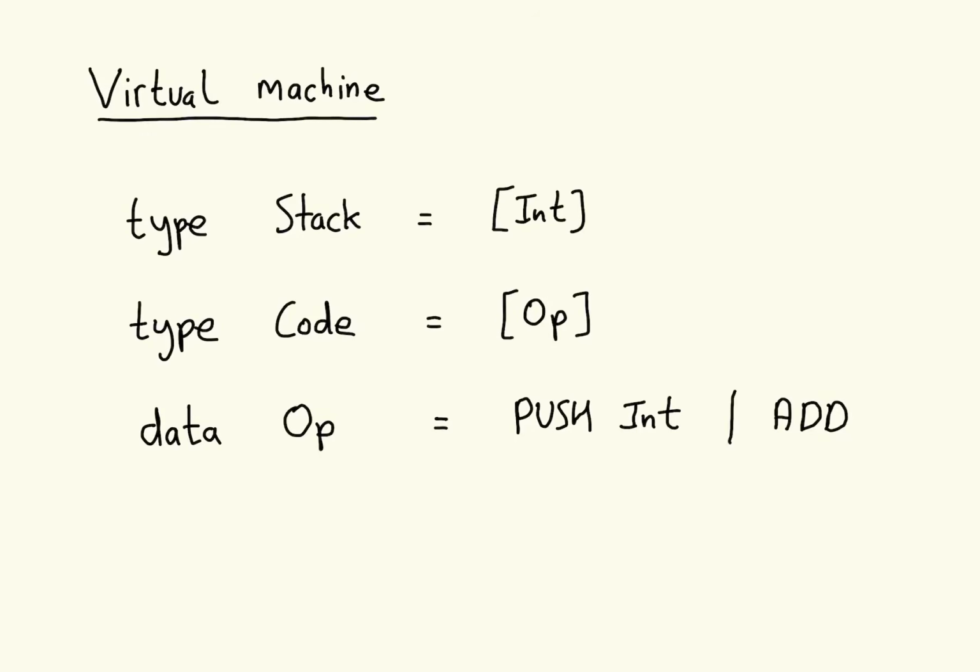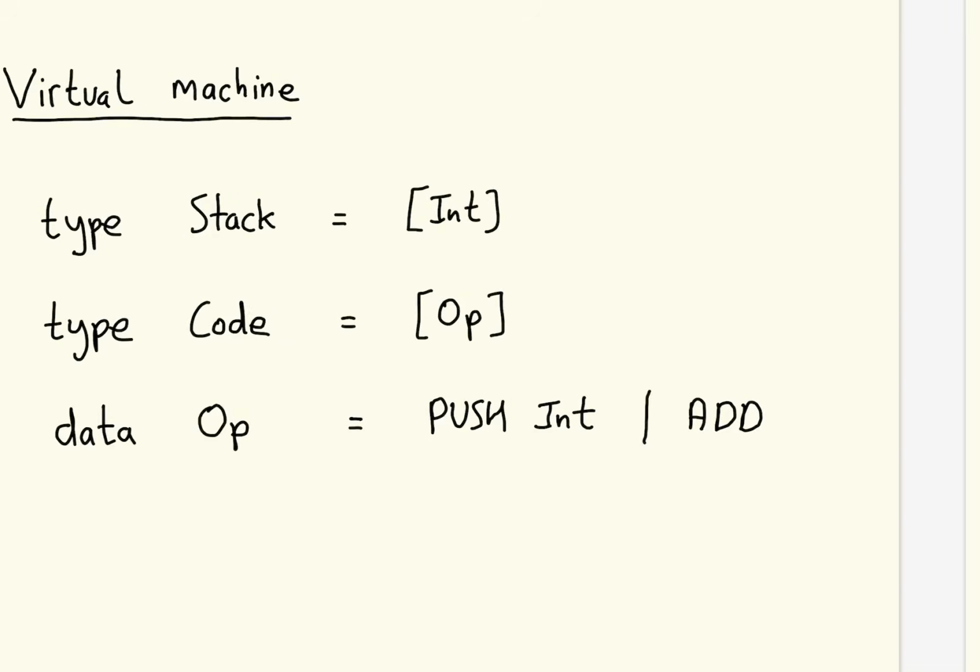So again, just to summarize, this is the target language for our compiler. It's a simple virtual machine which comprises a stack and code, where code is a list of operations. So just as we gave a semantics to the source language, so we can also give a semantics to our target language or virtual machine.